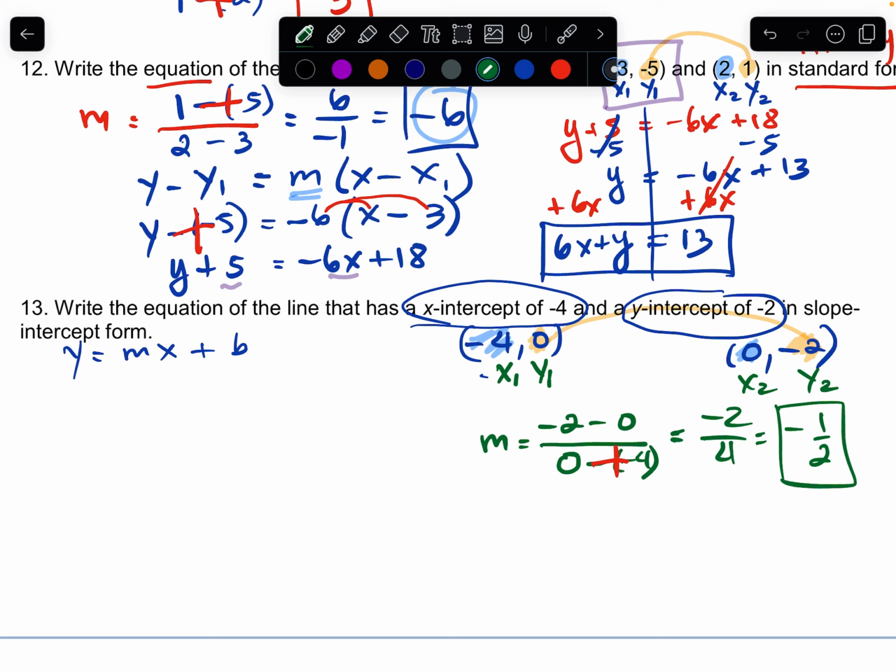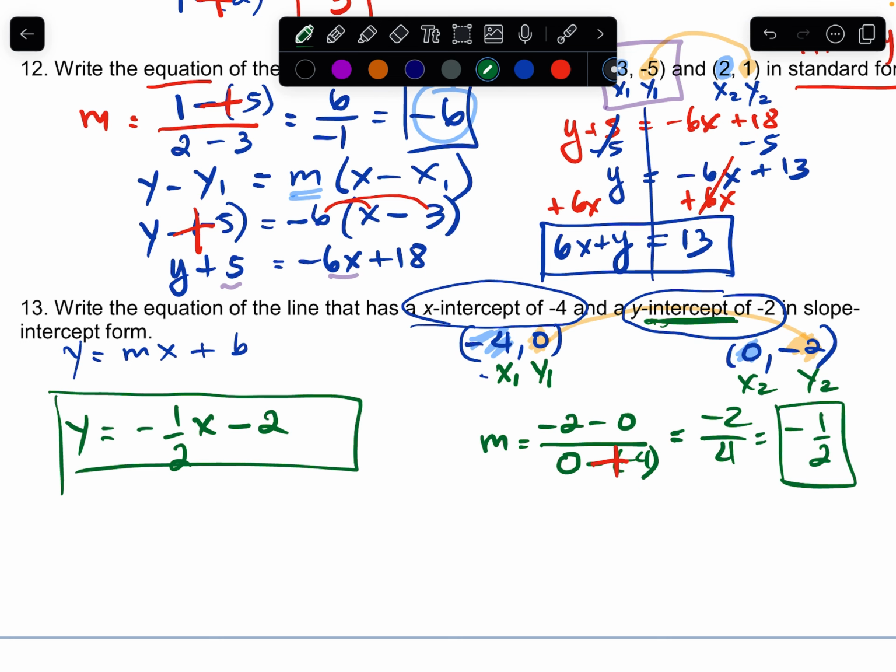So we have a slope, okay? Now I need a y-intercept. Oh, do we have a y-intercept? Yes, we do. It is right here. So our equation is going to be y is equal to m, which we know is negative 1/2, and that goes with the x, and our y-intercept of negative 2. And that is our answer.